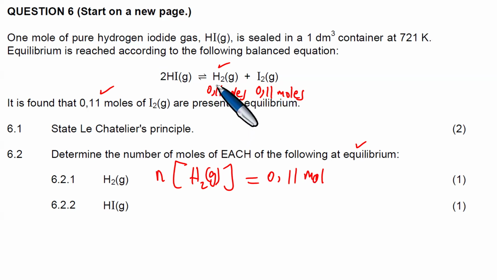Why? Because these are in the ratio 1:1. We're able to see therefore at equilibrium the ratio is 2:1:1. So if you're looking for the number of moles of hydrogen, it would be in the same ratio as the iodine, 1:1. Now if the iodine has 0.11 moles, it means hydrogen also has 0.11 there.